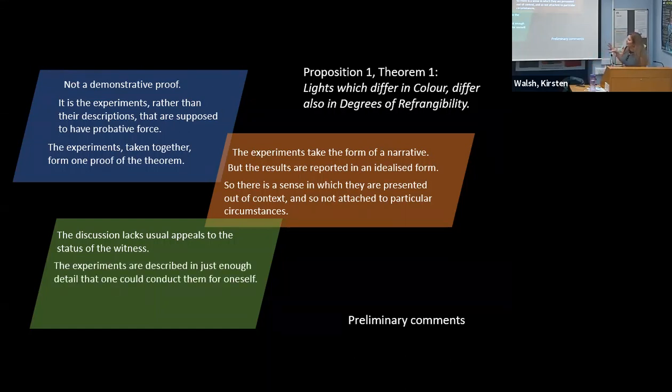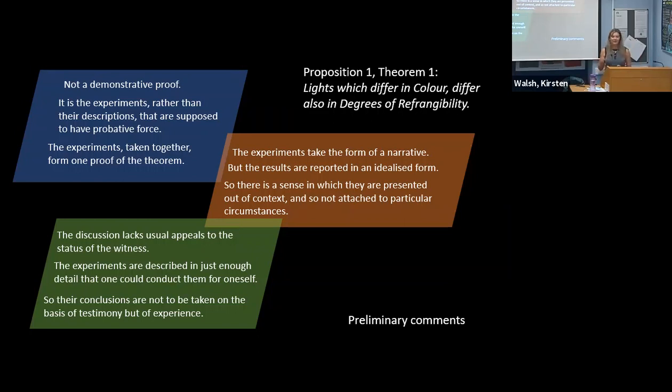The experiments are described in just enough detail that someone could conduct them for themselves. And they're in just enough detail that if you read them through, you can grasp what he is telling you. But there are crucial details that tend to be left out of these experiments, that would require a person to go and do the experiment for themselves to really grasp that experiment. So all of this tells us that the conclusions of these experiments aren't to be taken on the basis of testimony. We're not supposed to just take Newton's word for it. We're supposed to experience these experiments for ourselves.